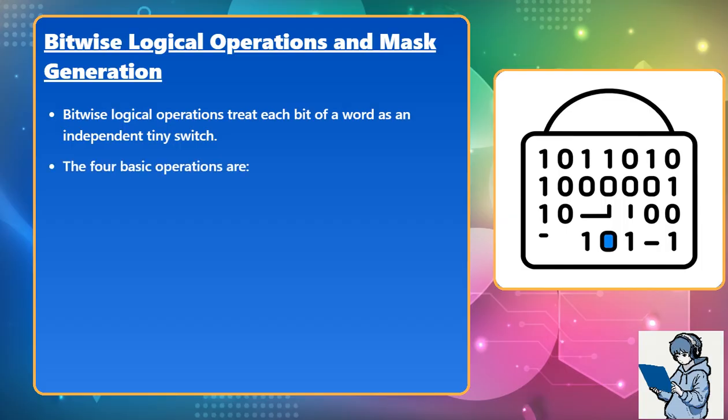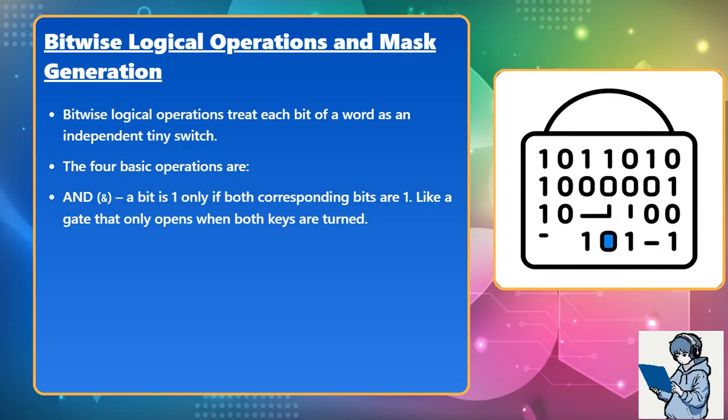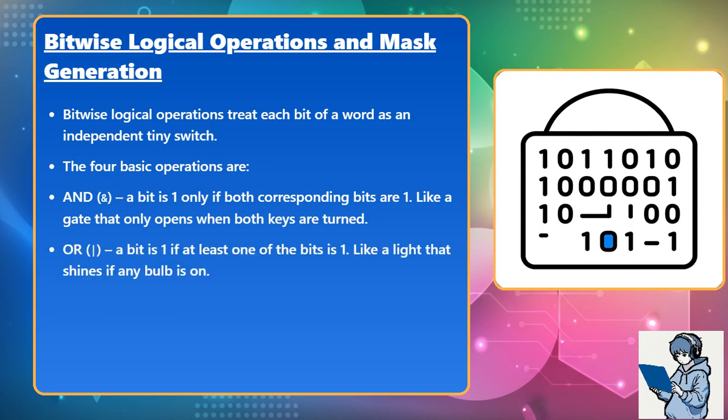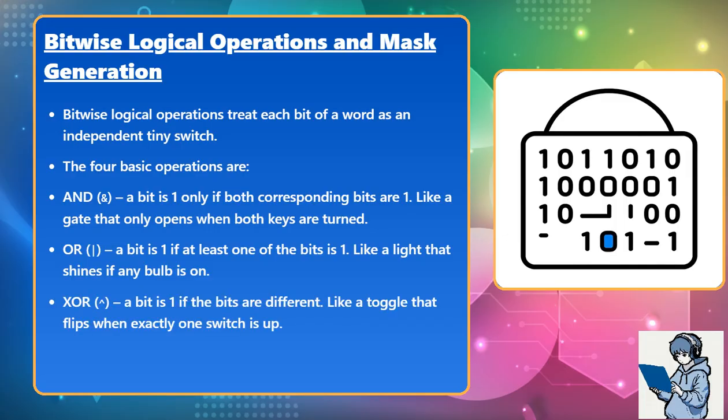The 4 basic operations are: AND, where a bit is 1 only if both corresponding bits are 1, like a gate that only opens when both keys are turned. OR, where a bit is 1 if at least one of the bits is 1, like a light that shines if any bulb is on. XOR, pronounced exclusive or, where a bit is 1 if the bits are different, like a toggle that flips when exactly one switch is up. NOT flips every bit, like turning every switch to the opposite position.